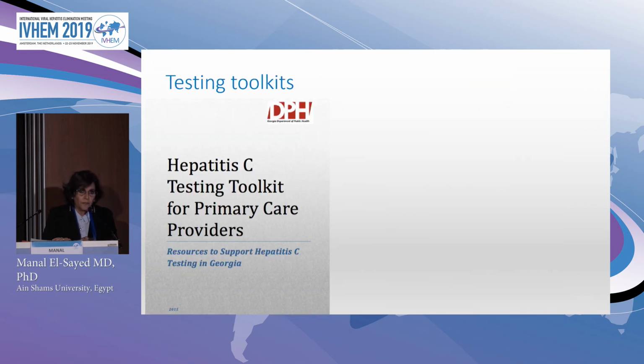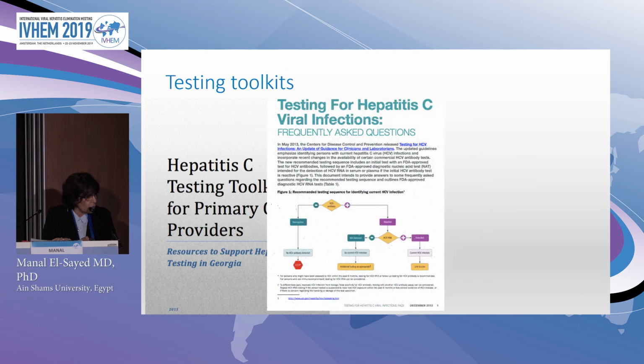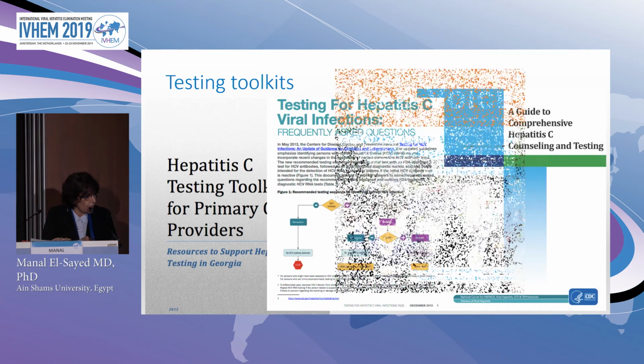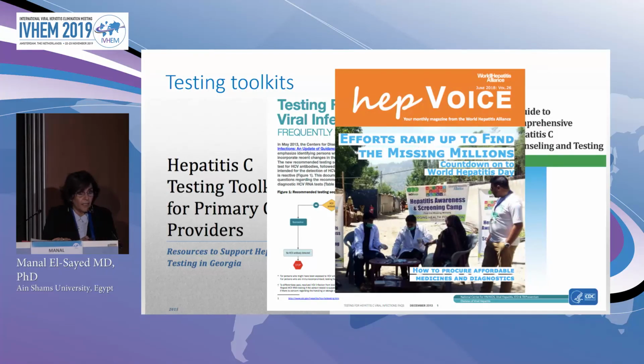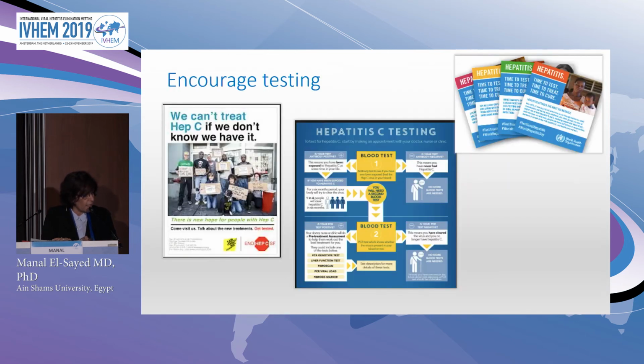We can find a lot of testing toolkits that are available for training of both healthcare providers and the public. Georgia has testing toolkits that are very nice, that have been developed. CDC has testing guidelines. We know that the NOhep movement with the Finding the Missing Millions movement also has testing guidelines, and everybody can refer to it. And there are also flyers and awareness campaigns to encourage testing of the public. And this is really important, and this is one of the things that we've done with our campaign.